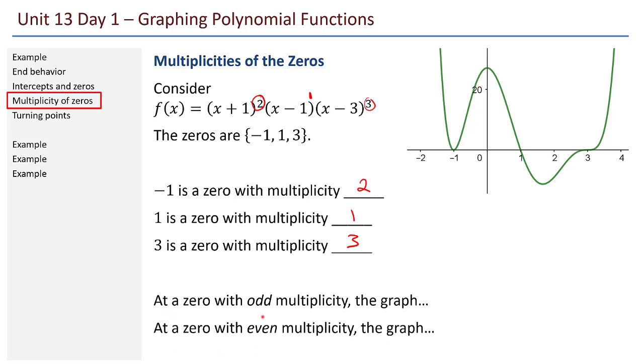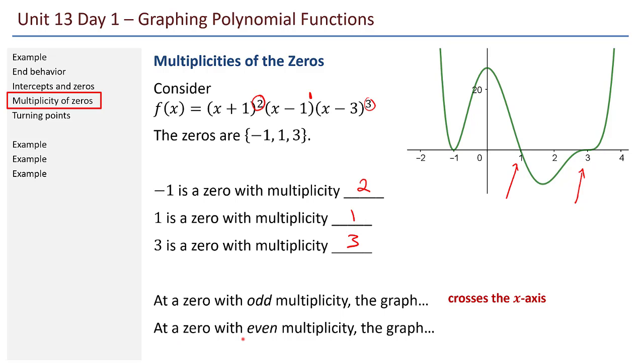At a 0 with odd multiplicity, so that's there and there, the graph crosses the x-axis. You can see at 1, the graph crosses the x-axis. At 3, it crosses. Now at 3, it sort of becomes flat as it crosses. That's because 3 is greater than 1. When I have multiplicity 1, it just crosses straight through. Otherwise, if it's not multiplicity 1, then it kind of flattens out a little bit.